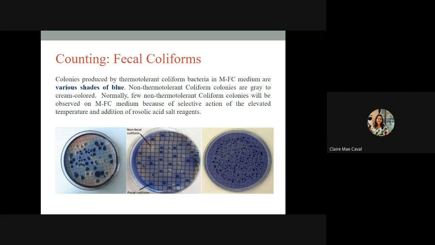If there is no growth or zero growth, never report it as zero or no growth. That should be less than 1 colony forming unit per 100 ml. The same applies to total coliforms and E. coli detection.